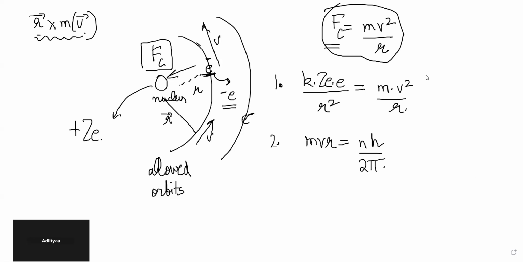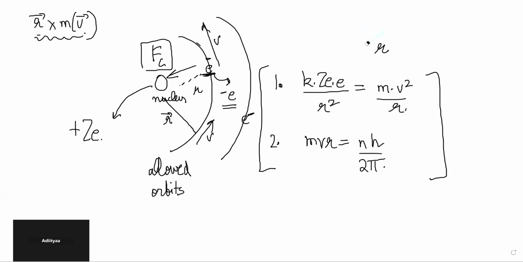So these are the two equations using which we can derive everything that we need. We'll just see how, and you need to know this derivation. So do you understand what the equations are? One is the force equation, the other is Bohr's postulate. Bohr said that this is the only possibility for allowed orbits, right?